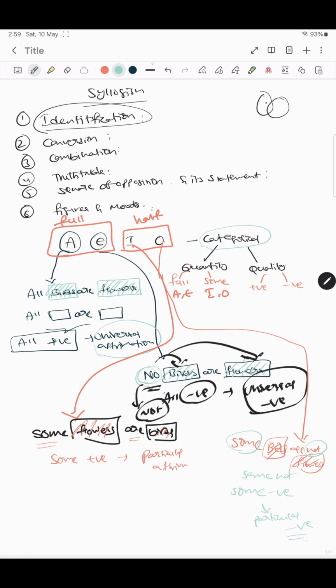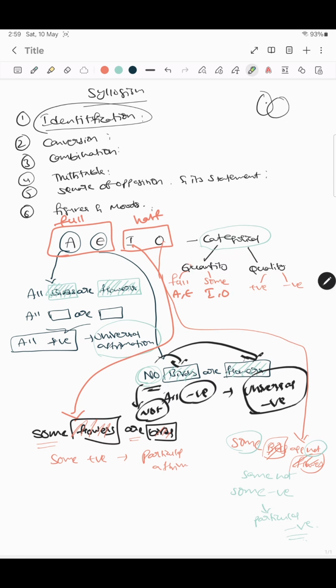Then there is the categorical syllogism, and it is divided into two types, quantity and quality. In quantity we have full quantity and some quantity, and in quality we have positive and negative qualities. So a categorical syllogism basically consists of a mixture of quality and quantity, right?